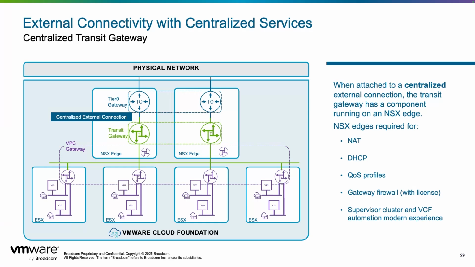run stateful services. However, VPC gateways can be assigned edge resources independently of those used by the Transit Gateway in a centralized external connection setup. So the VPC gateway services such as SNAT and DNAT, DHCP, QoS, gateway firewall, supervisor cluster integration, as well as VCF automation, all rely on edge nodes, which is the key point here.